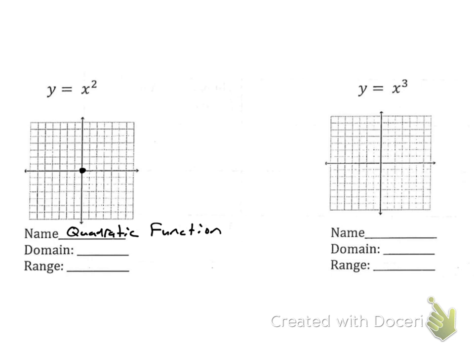If I plugged in 1 for x, what's 1 squared? 1, good. If I plugged in 2 for x, what would that give me? 4. If I plugged in -1 for x, what would that give me? 1. Yep. If I plugged in -2 for x, what would I get? 4. So similar to the absolute value, the right side is going to mirror the left side. All right, we'll get our quadratic.